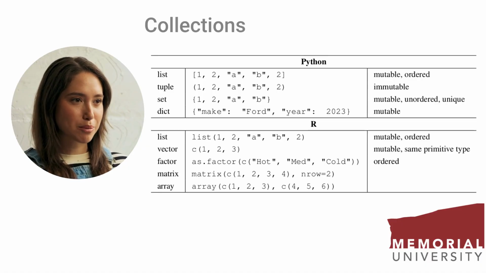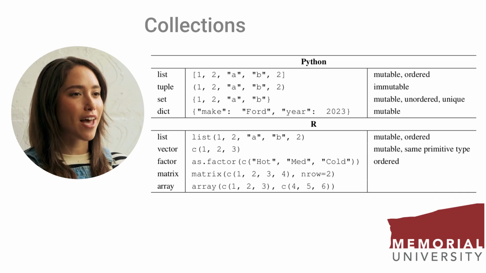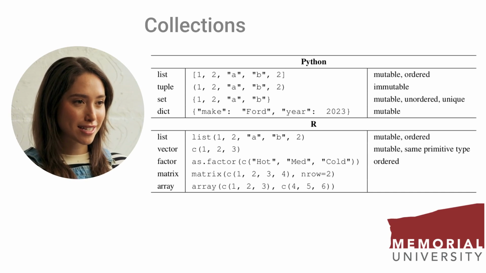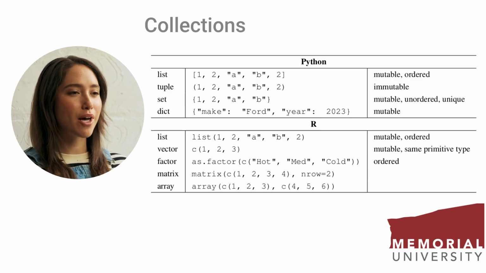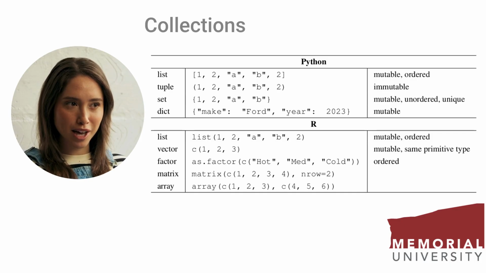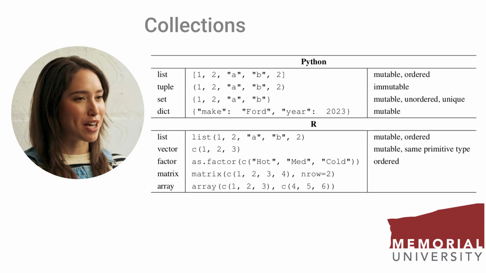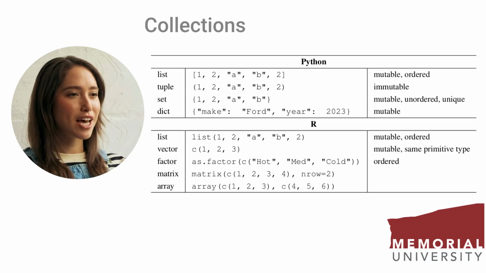Collections can store multiple instances of primitive data, often heterogeneous. Different collection types have different characteristics in terms of whether they are ordered or unordered, homogeneous, same primitive types, or heterogeneous, different primitive types, unique or allow duplicates, mutable, can be changed, or immutable, cannot be changed.